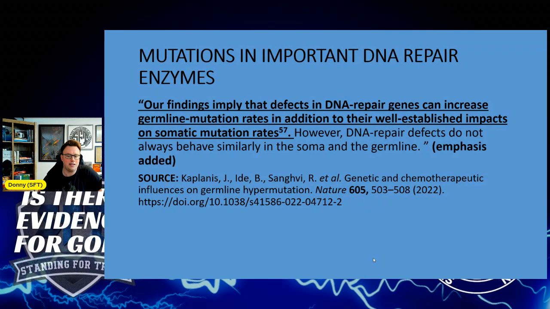Our findings imply that defects in DNA repair genes can increase germline mutation with a shift in environment and the rekindling of culture, stress, conquest, war, disease. Just again, the shifts in environment, the drastic shifts in environment post-flood would undoubtedly result in what we're seeing here, damage to these important DNA repair genes. And so just generation after generation could be just getting slammed with all of these new mutations.